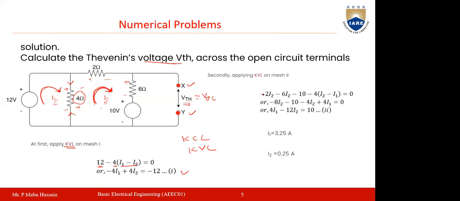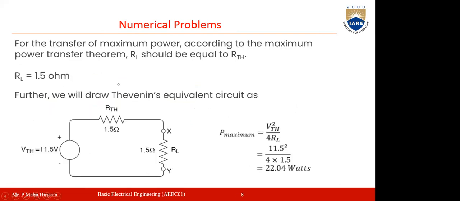If you take the second loop, minus 2I2. Here you have the 2 ohms. Voltage across this will be this loop current I2 into 2 ohms, right? It is the current flowing through plus to minus.